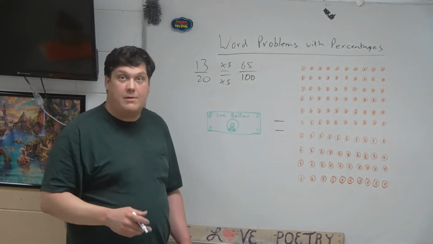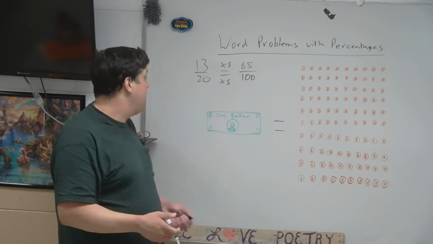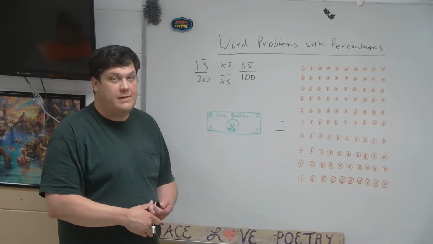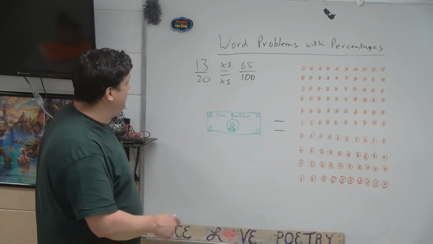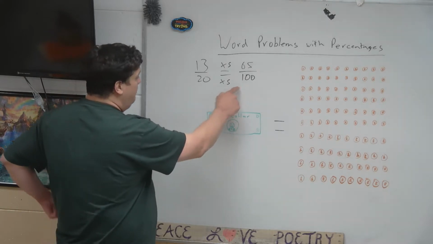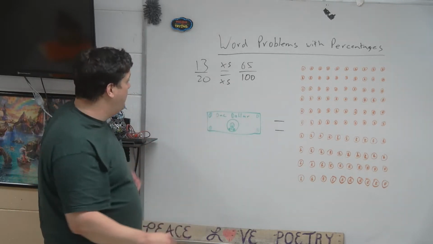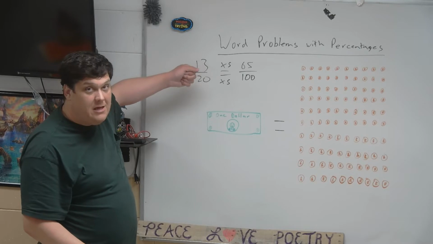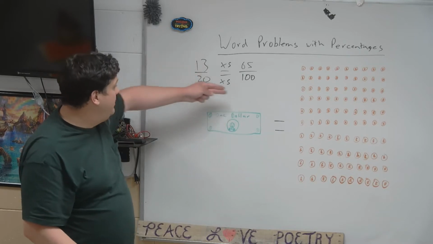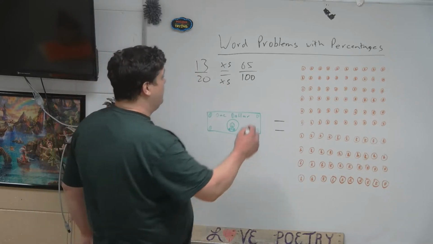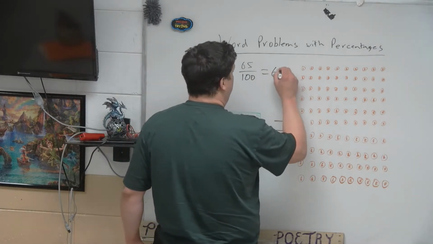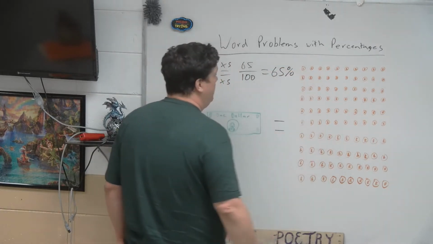Which you might have to work out on paper or with a calculator. Pretty sharp to do it in my head. But anyway, this is an equivalent fraction to this because we multiply the top and the bottom by the same number. So these two numbers are completely equivalent. And 65 out of 100, as we've covered before, is 65%.